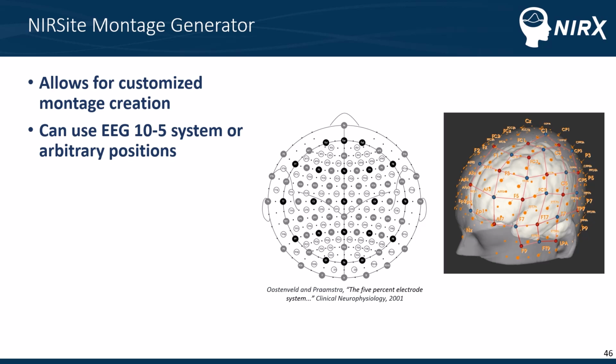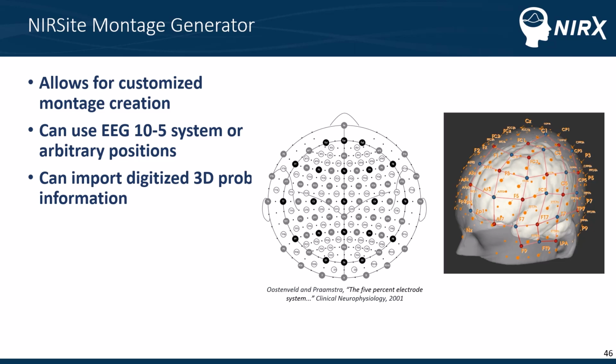So if you're not familiar with EEG 10-5 positions, I'd recommend looking into them. Basically, it's a standard coordinate system that can be used across participants based on certain anatomical landmarks of the participant. And you end up creating this grid of dots across the head that correspond to certain scalp positions across participants.